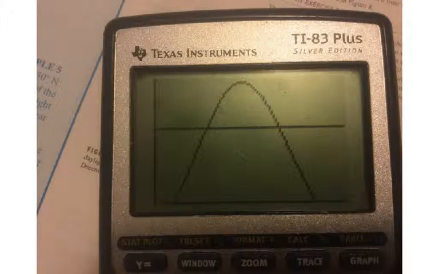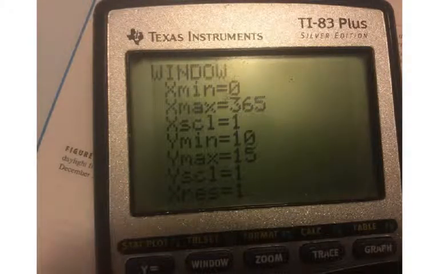Here's what my graph looks like if I use the following window. The reason for this window is that my period is 365, so I went from 0 to 365. Since my midline is at 13, or not my midline, I want to find out when I'm going to be at 13 hours of exposure. I need to go a little bit above 13, a little bit below 13, so I made my y min 10 and my y max 15. There's no hard and fast rule that says those are what you need to use. That's just what I use.